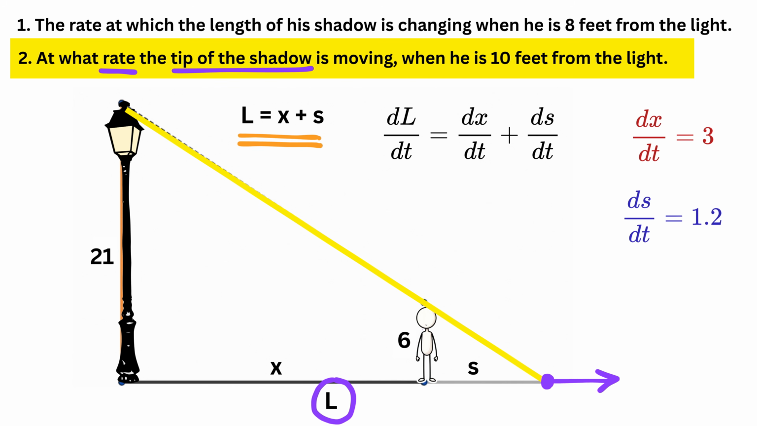At this point, we already know the rate of change of x is 3 feet per second, and we also found the rate of change of s in the first part, which was 1.2 feet per second. By adding these two rates together, we get the rate at which the tip of the shadow moves, or dL over dt, which turns out to be 4.2 feet per second. This is faster than the man's walking speed, which explains why the shadow stretches out more quickly than the man moves.